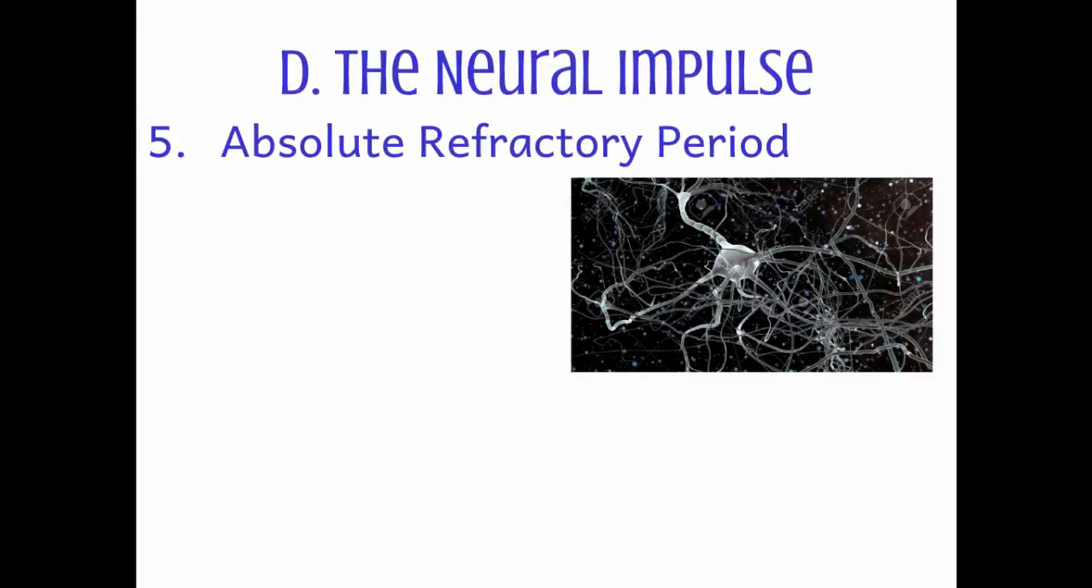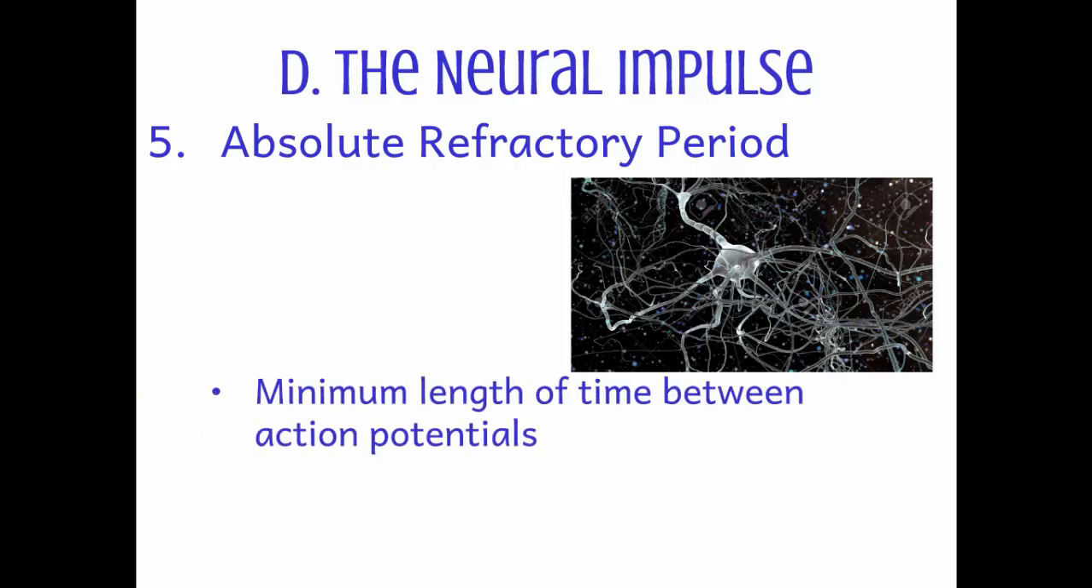Okay, another part of the neural impulse is called the absolute refractory period. Now, the absolute refractory period is the minimum length of time between action potentials. What does that mean? It's the minimum length of time that has to take place before another neural impulse can be sent, before the neuron can fire again.